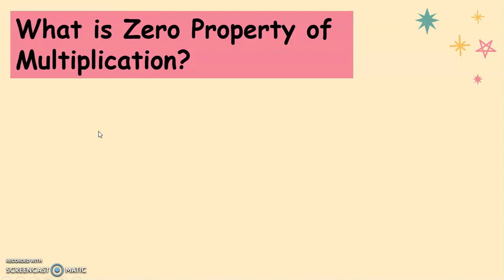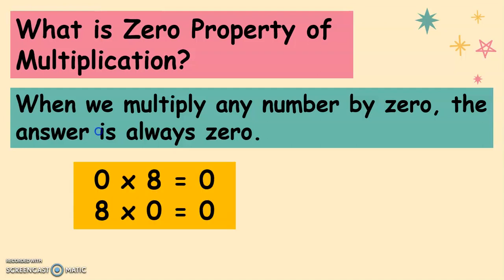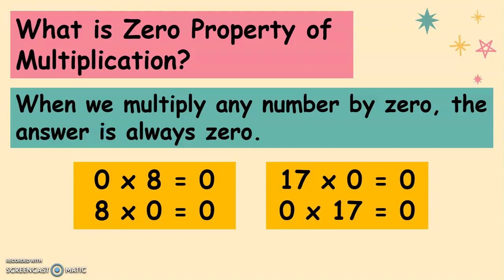Now, what is the zero property of multiplication? When we multiply any number by 0, the answer is always 0. For example, 0 times 8 is 0, 8 times 0 is 0, or 17 times 0 is 0, and 0 times 17 is 0. There you go.